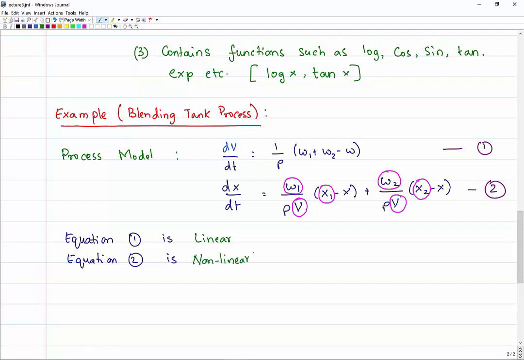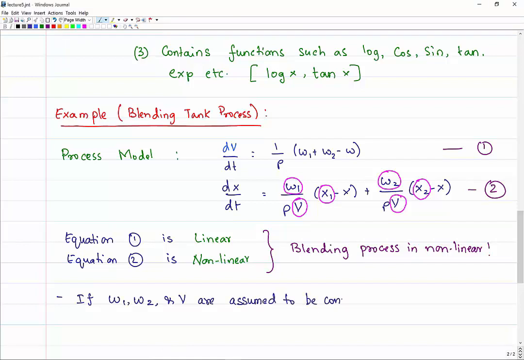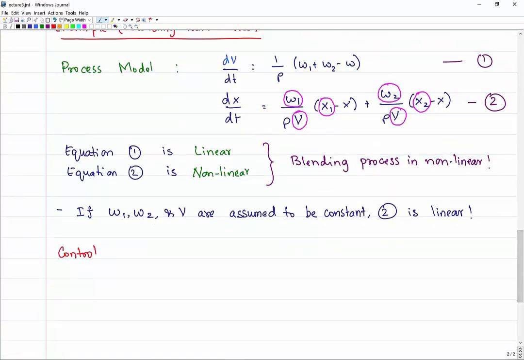X1 is a variable, so you have product there and also division. Similarly, in the second term in equation 2, there are nonlinear terms, and therefore the blending process as a whole is also a nonlinear process. Even if you have parts of a process model that are linear, as long as there is at least one term or one equation in the model of a process that is nonlinear, then the entire process is considered to be nonlinear.